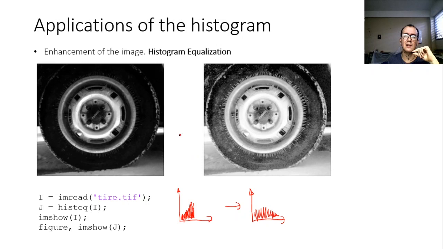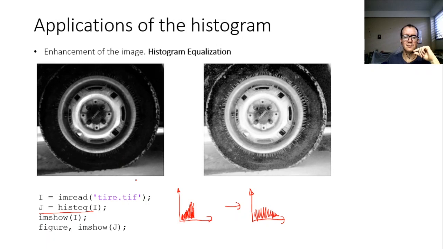We can do it using the following lines of code in MATLAB software. This specific function is called histeq, for histogram equalization. We can equalize in a very easy way whatever image we want to use for that purpose.